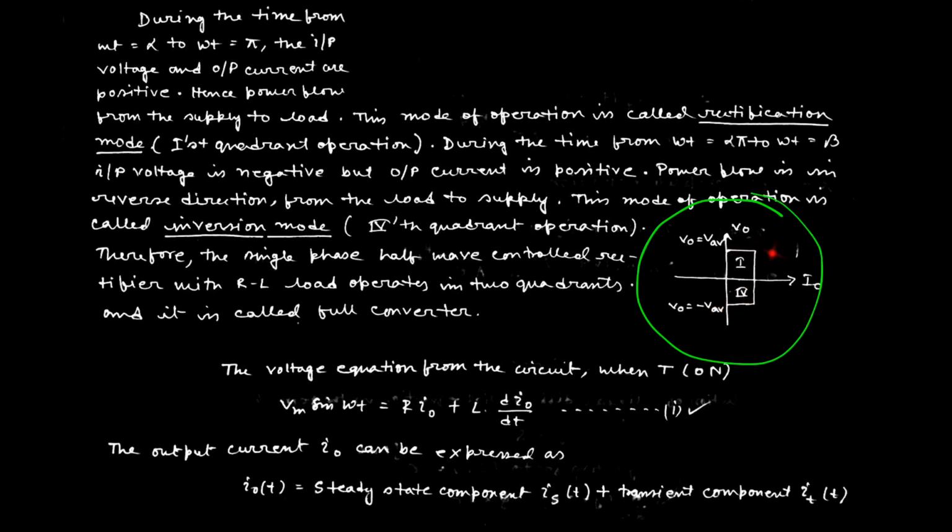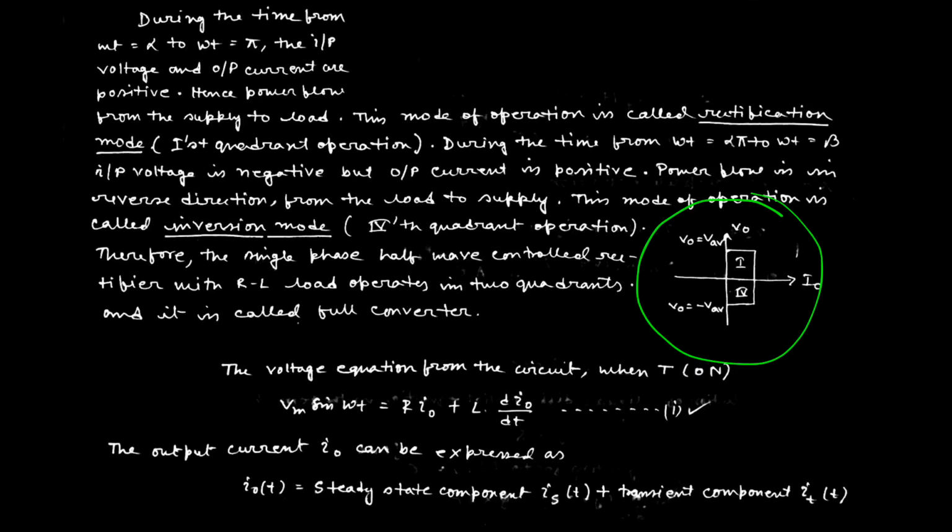The first quadrant operation is the rectification operation, and the second case is the inverting mode operation. So this is all about the working principle in the presence of an RL load. Now we are going to derive all the equations. Before that, we should understand that, as the inductor is there, there is the question of charging and discharging.